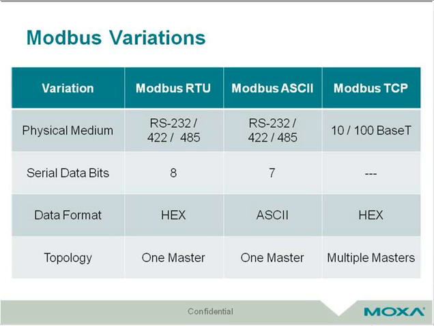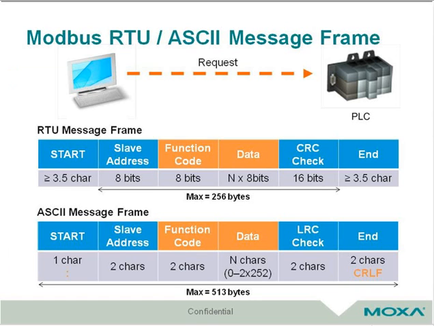And from the next slide, let's start with the Modbus RTU and ASCII message frame. The above sheet is the Modbus RTU message frame, and below is Modbus ASCII. The ADU of a Modbus RTU or ASCII message frame has 6 fields: the start, slave address, function code, data, check, and end. For Modbus RTU, it uses idle time to define the start and end. For ASCII, it uses specified characters, colon as start, and CR LF as end.